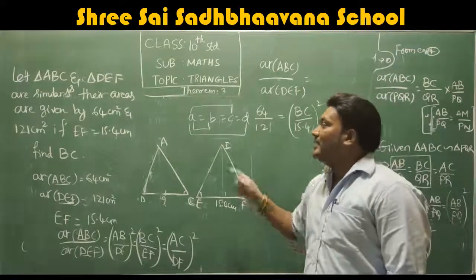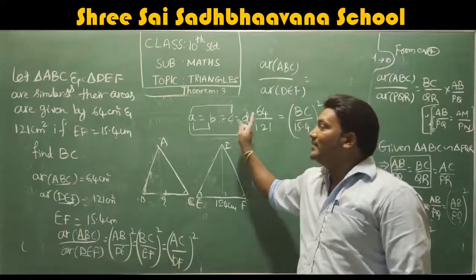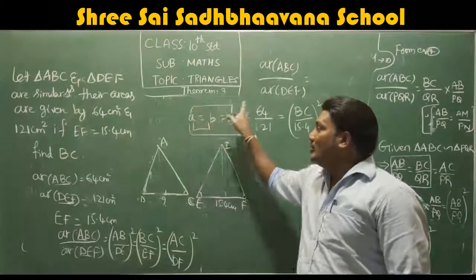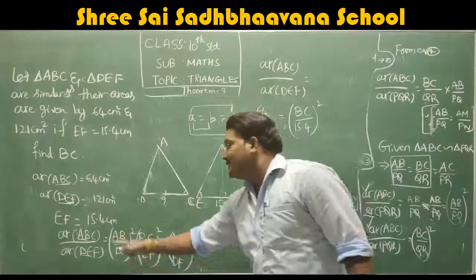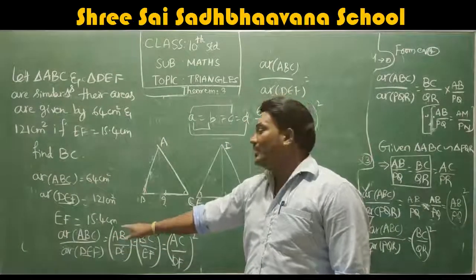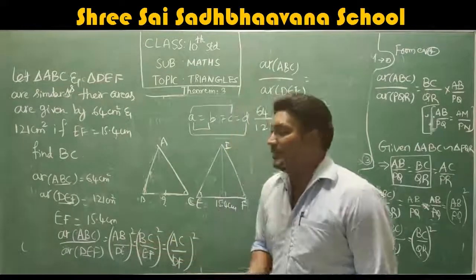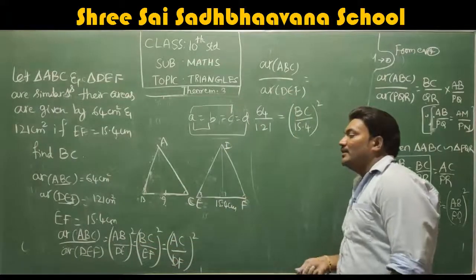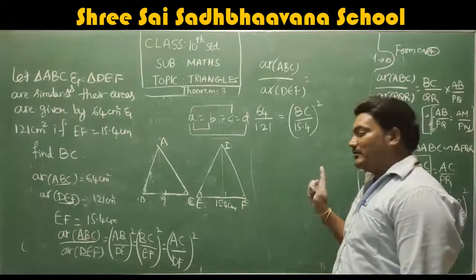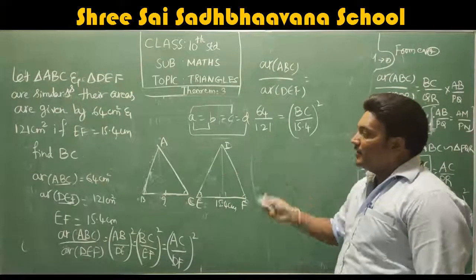So A is equal to B, it means B is equal to C, and C is equal to D means A is equal to B also, A is equal to C also, A is equal to D also. So that is the reason this is equal to this also, this also, this also. Means LHS is equal to all the terms here. Means area of triangle ABC by area of triangle DEF is equal to AB by DE square separately. That one separate, and AB by DE we can write separately.